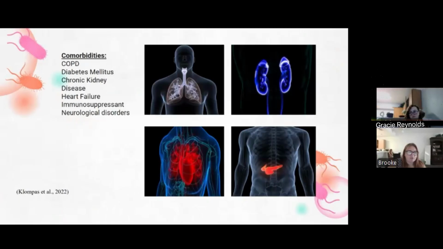VAP is not a traditional contagious disease like the flu or the common cold, although it is communicable, especially in the ICUs. VAP is not airborne. Often contaminated equipment such as hands of healthcare workers or contaminated ventilator parts causes the spread of the disease. Patients that have certain comorbidities are at a higher risk for VAP, such as COPD, diabetes, chronic kidney disease, heart failure. In addition, those who are immunosuppressed or have neurological disorders are also at a higher risk for VAP.